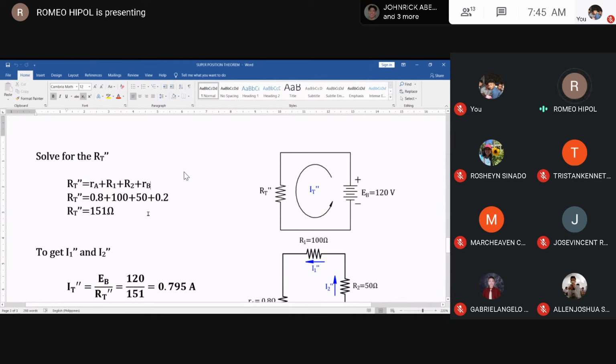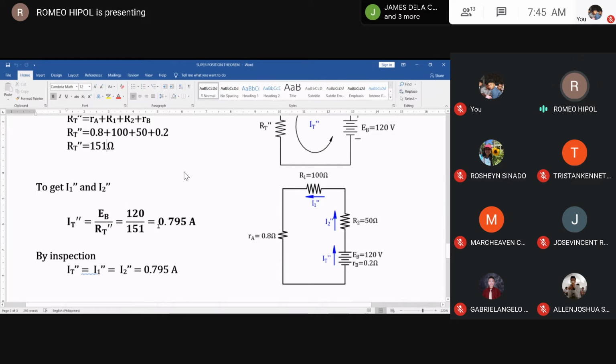Okay, for the second supply, so we have an equivalent of resistance, 151 ohm pa rin. Kasi since same connection lang, yung output, then, okay, let's proceed to the current direction, current value. Actually, yung current, kung papansin nyo, nag-iba. Bakit nag-iba?